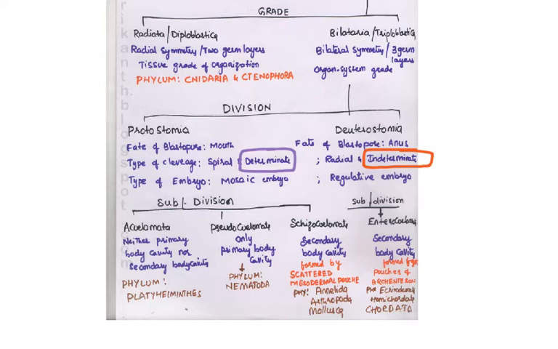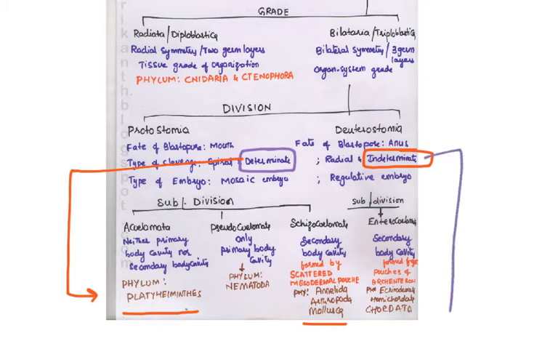Then when it comes to the phyla, determinate type of cleavage is present in all the phyla from phylum Platyhelminthes to Mollusca. Platyhelminthes, Nematoda, Annelida, Arthropoda, Mollusca are having determinate type of cleavage. Indeterminate type of cleavage, we have three phyla: Echinodermata, Hemichordata and Chordata. So this is about determinate and indeterminate type of cleavage. Thank you.